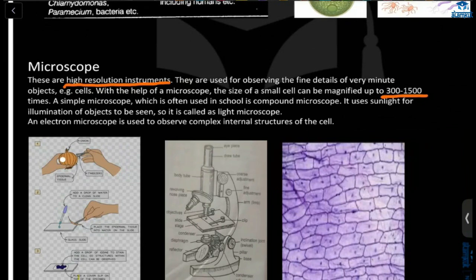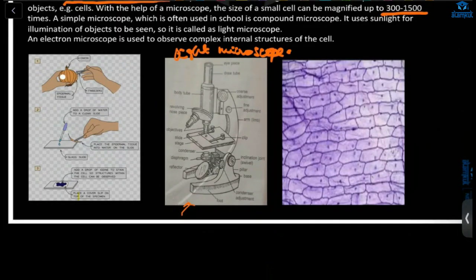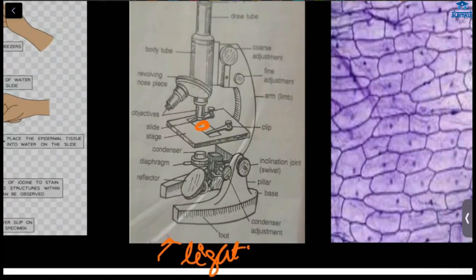The most commonly used microscope which we find in schools is the compound microscope, or you can say the light microscope. What does it use? It uses light, generally sunlight, to illuminate the object. That's why it is called a light microscope. We put the specimen on the glass slide. This whole thing is the glass slide.